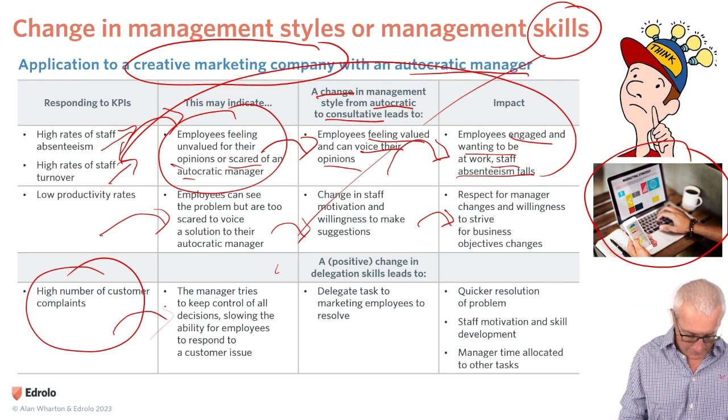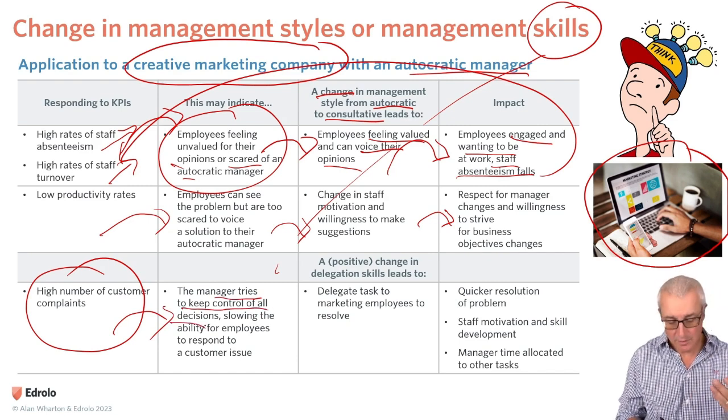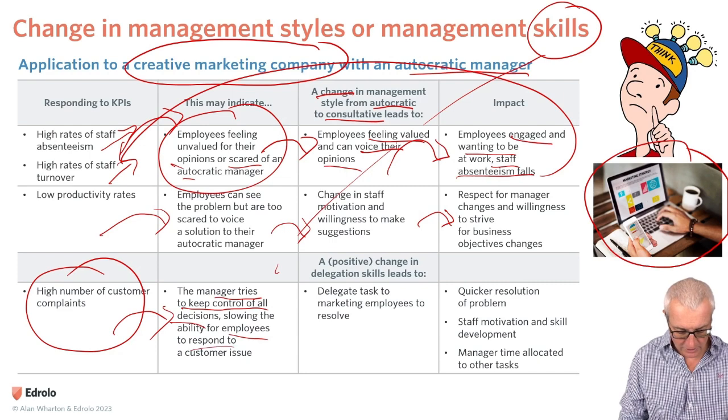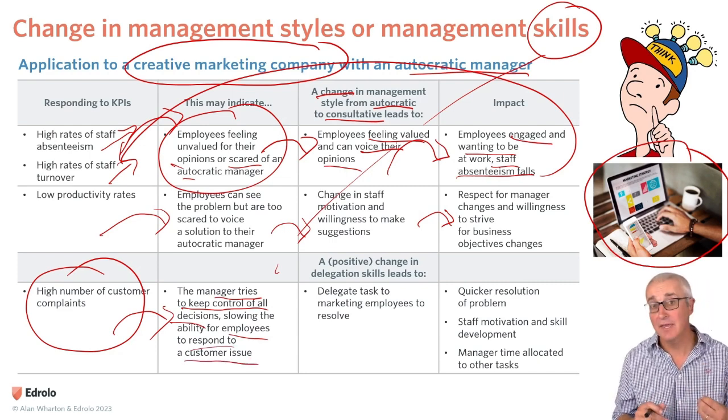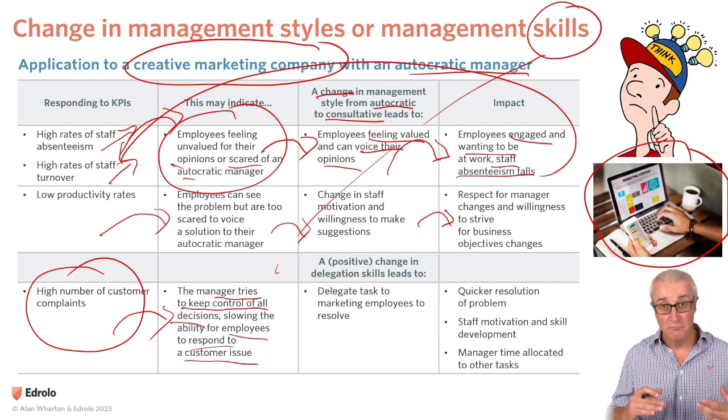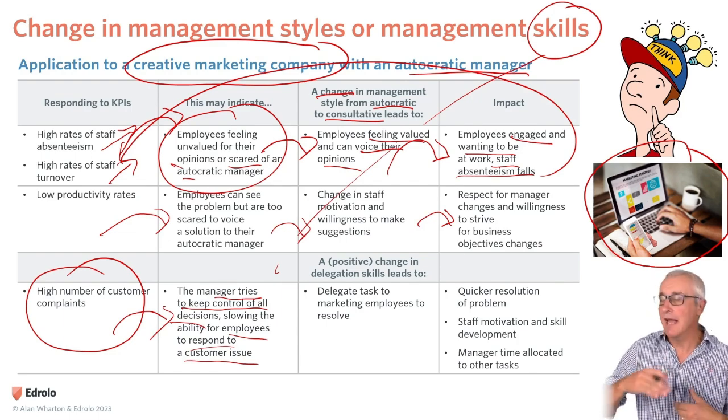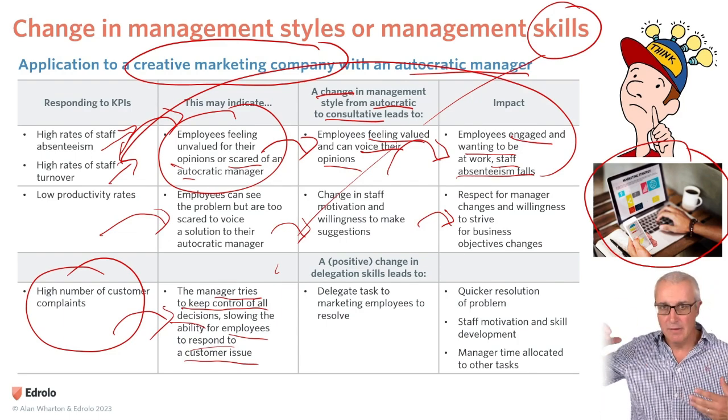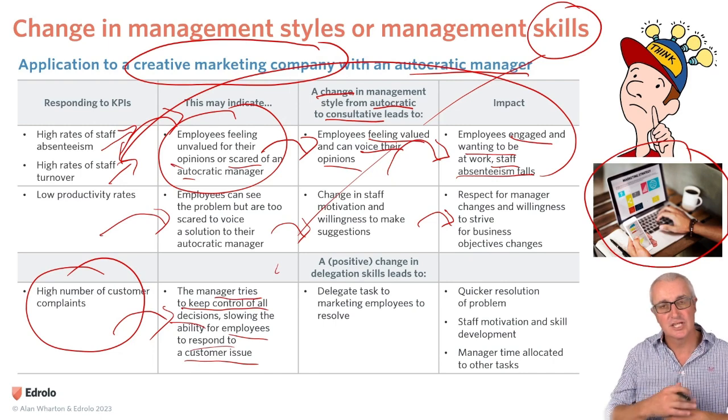Well, maybe the manager is keeping control of all the decisions, slowing the ability of the employees to respond to customers' issues. When customers are not happy about the advertisement we've created, rather than trying to resolve it themselves, employees have to go all the way up to the manager and seek their approval and response. It's slowing it all down. And so we're getting a higher number of customer complaints.